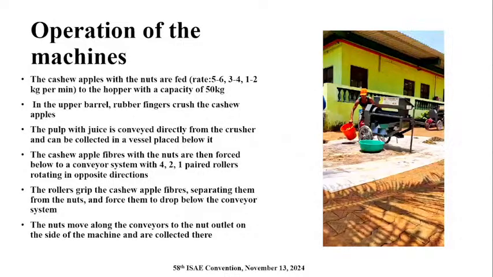It comes to the upper barrel where there is a rubberized crusher. From the crusher, pulp juice is directly conveyed down below the machine and removed. And the cashew fibers with the nut are then forced through the conveyor system, which has four or one paired rollers. And here by the opposite rolling of the device, the fiber is pulled down and the nut is conveyed out.